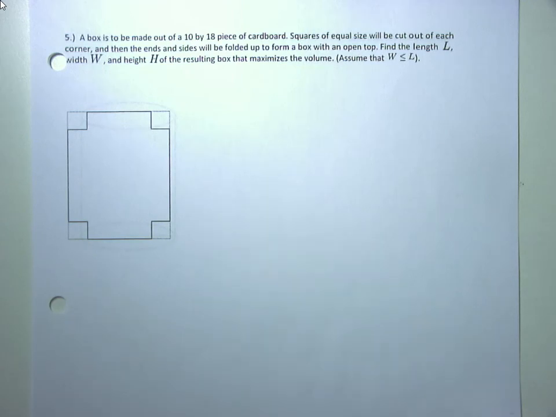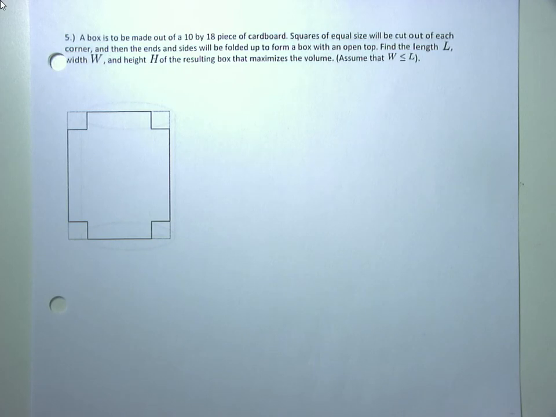Here we go. A box is to be made out of an 18, let's say inch by 10 inch by 18 inch piece of cardboard. Squares of equal sizes are to be cut out of each corner, and then the ends are to be folded up to form a box with an open top. Find the length, the width, and the height of the resulting box that maximizes the volume. And here comes WebWork. Assume that width is less than or equal to length.